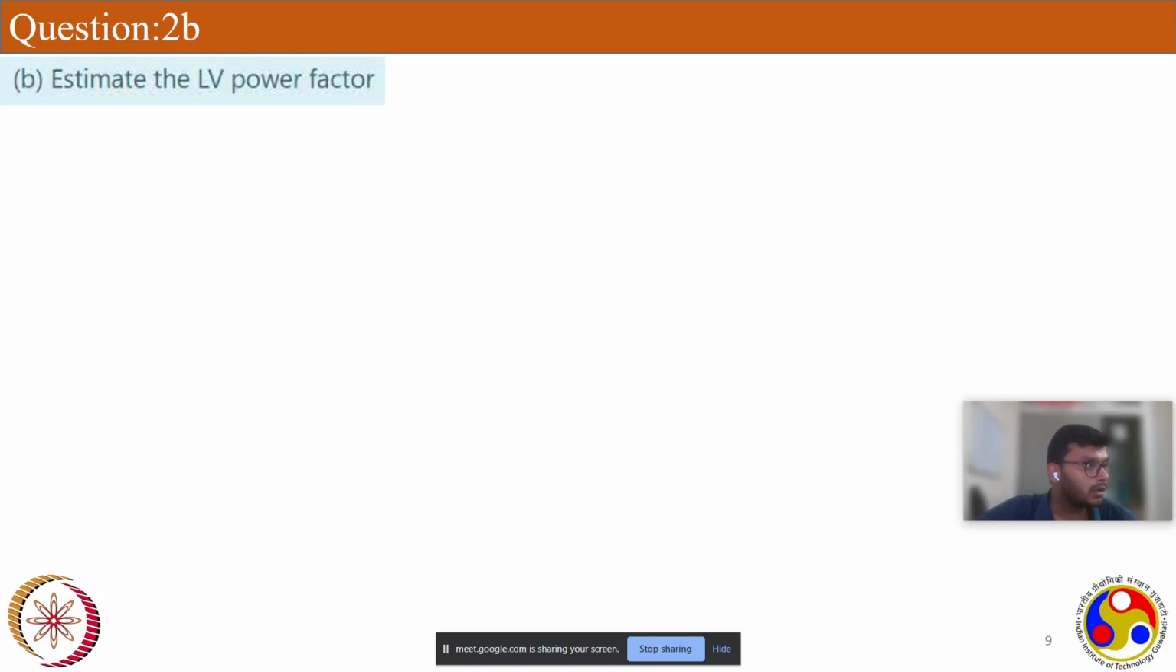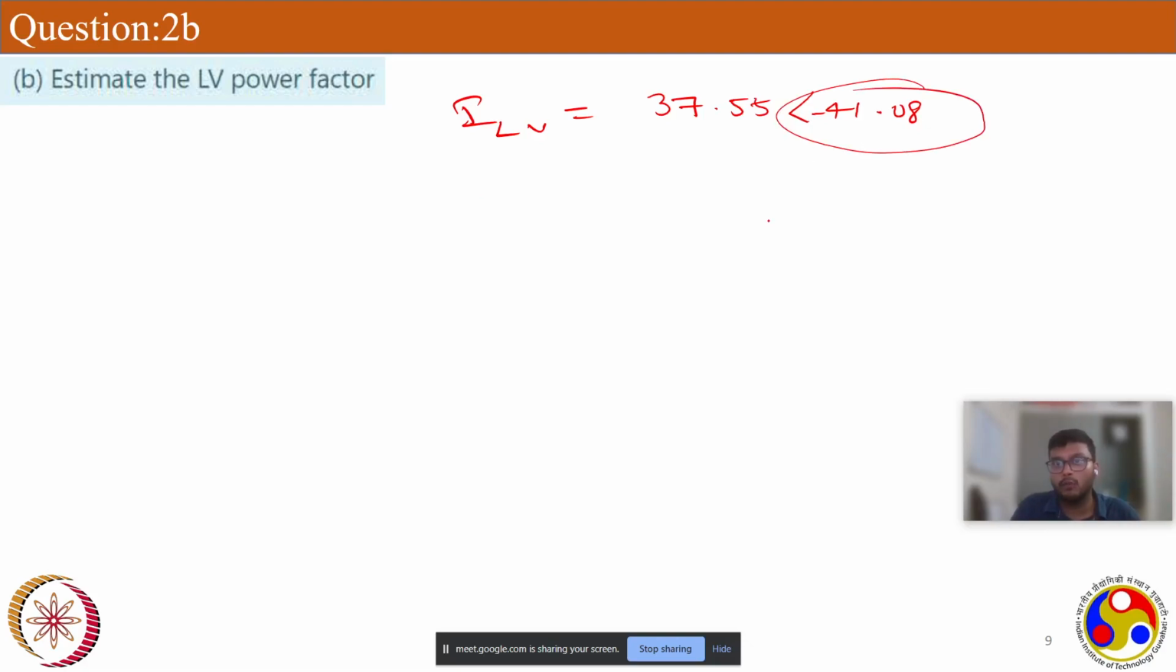We were asked the LV power factor. Now it's simple because power factor is nothing but the angle between voltage and current if we have a polar form equation. What is the LV current we got? 37.55 at an angle of minus 41.08. So this is nothing but the angle between voltage and current.